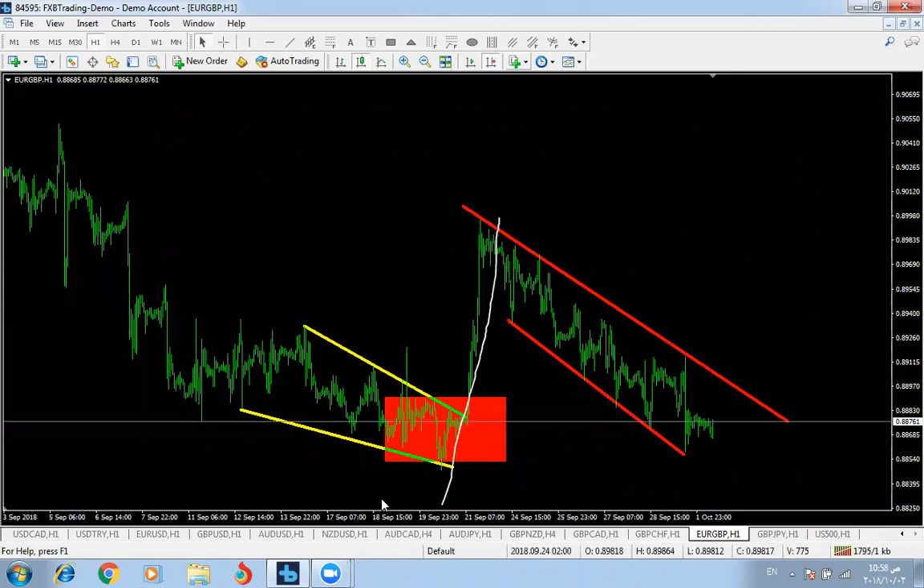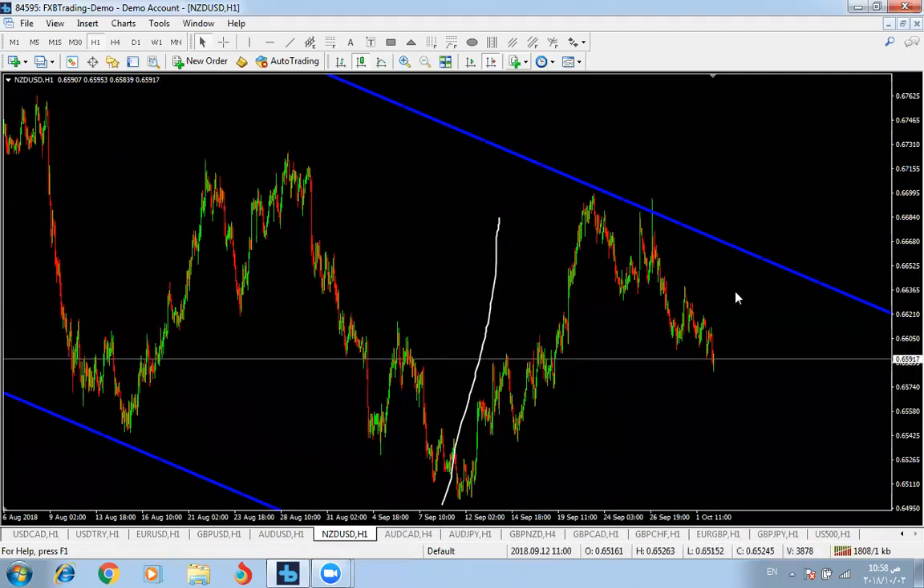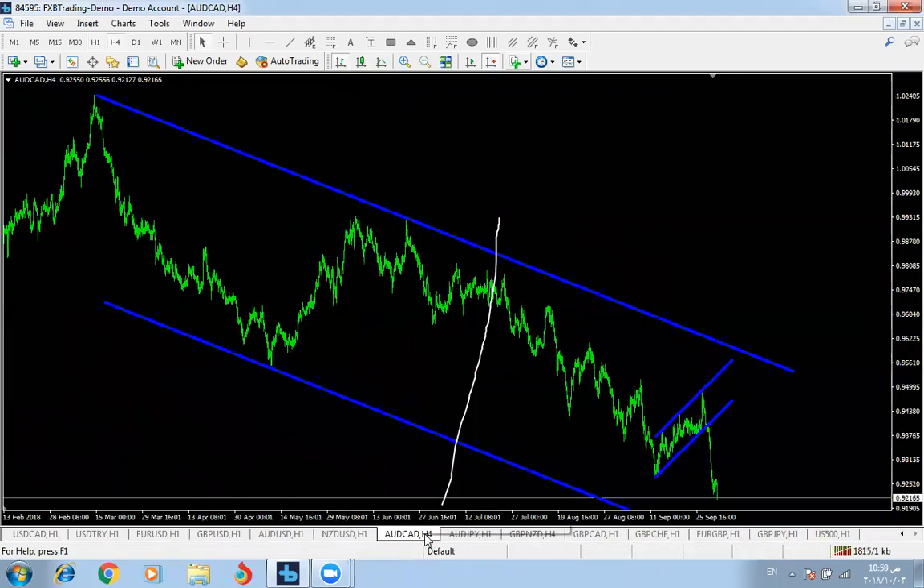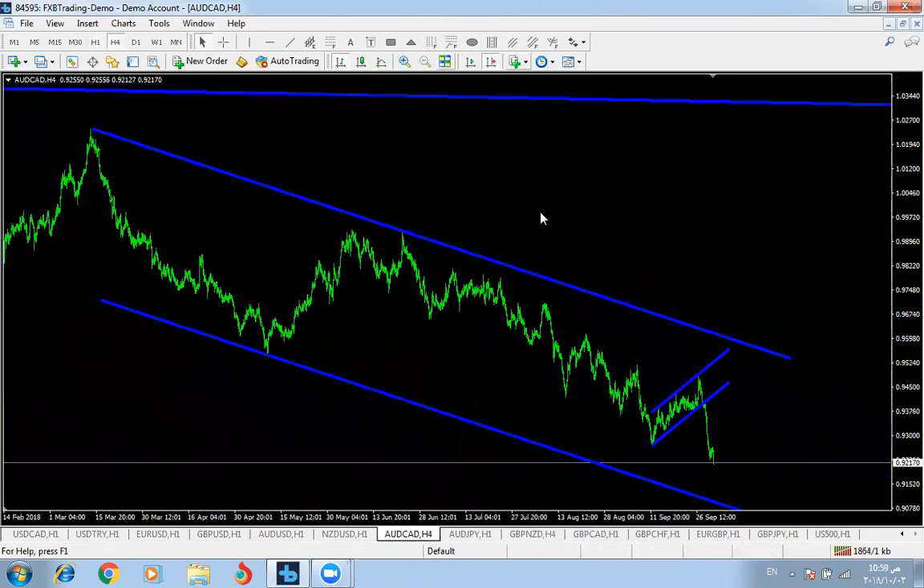It is the same thing with the USD CAD. We have very nice entry points from this area, and a very nice point from this area.